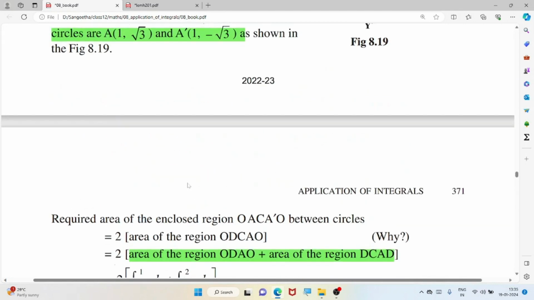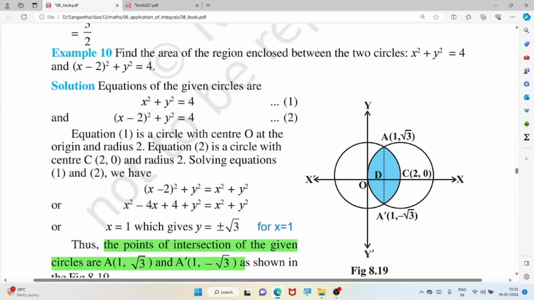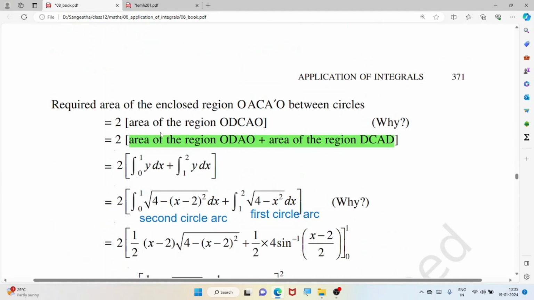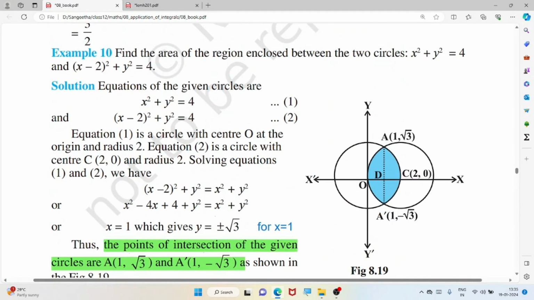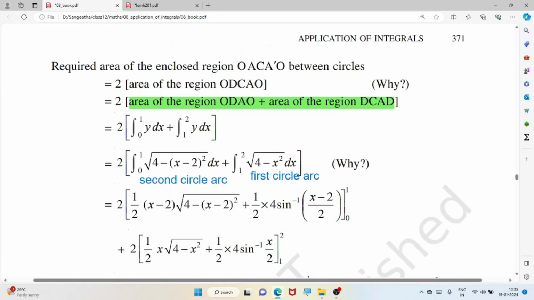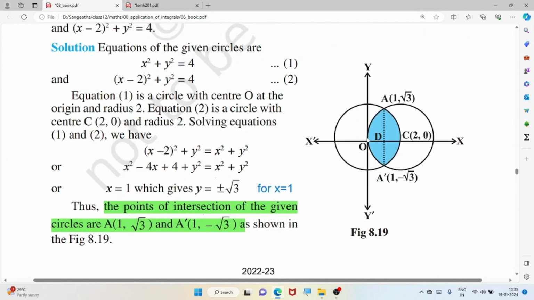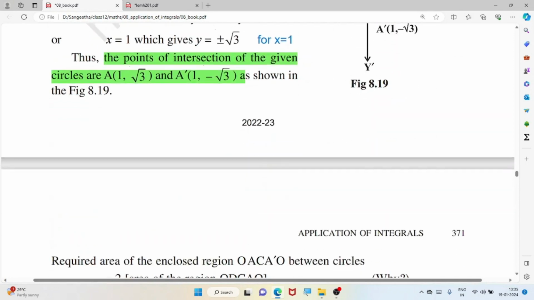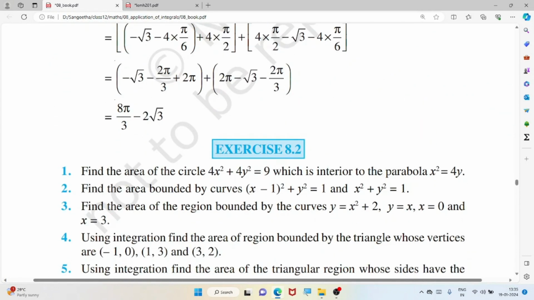Second is the circle arc. This is the second circle. This is for this. This is first 4 minus x square, from the first circle. The limits are 0 to 1 and 1 to 2, because these two have different formulas. After that you will get this.